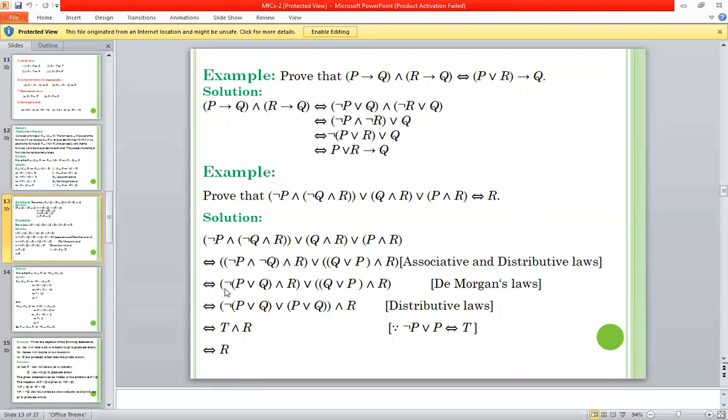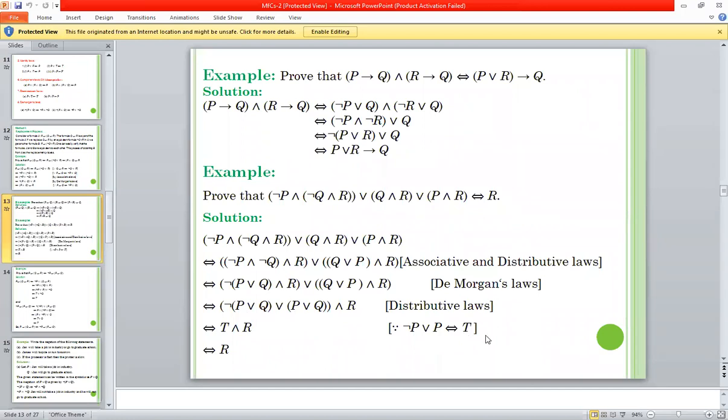Negation P and negation Q is equivalent to negation of (P or Q). So we have negation of (P or Q) and R, or (Q or P) and R. Here we are applying the distributive law, so this can be written as (negation (P or Q) or (P or Q)) and R. By the commutative law, Q or P can be written as P or Q. Here it is of the form negation P or P, where in place of P we have P or Q. So negation of (P or Q) or (P or Q) is equivalent to the truth value true.